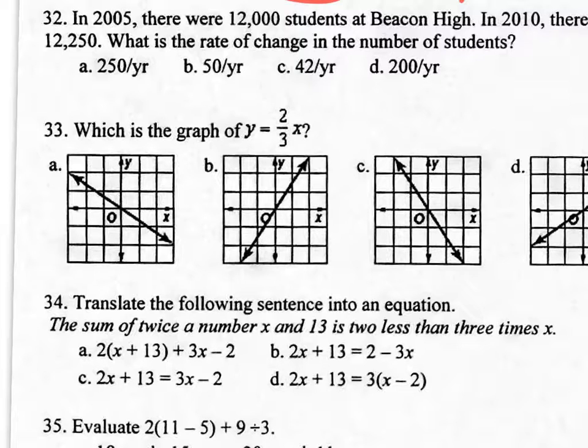It increased by 250. Okay, now the question is, did it increase by 250 per year? If you look at option A, 250 per year, did it really increase by 250 per year if it went from 2005 to 2010? In 2005 there was 12,000, in 2010 there's 12,250. So it's not 250 per year. It actually took 5 years for it to increase by 250. So let's first understand that difference. It went up 250, in how many years? In 5 years.